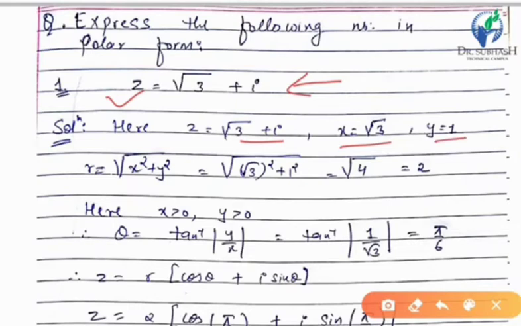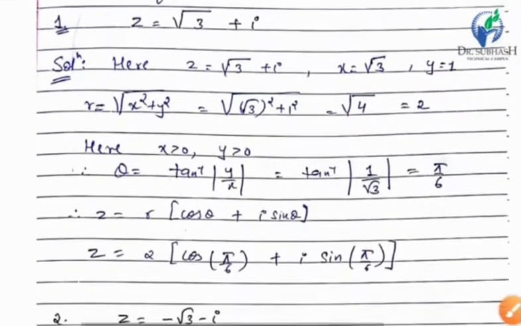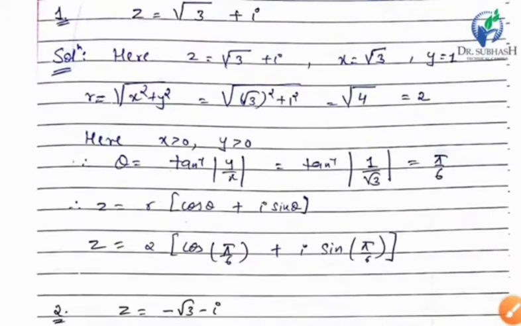First we find r. r is under root of x square plus y square. So that will be under root of root 3 square plus 1 square, which is equal to root 4, equal to 2. Now for theta or argument, see, x is greater than 0 and y is also greater than 0.